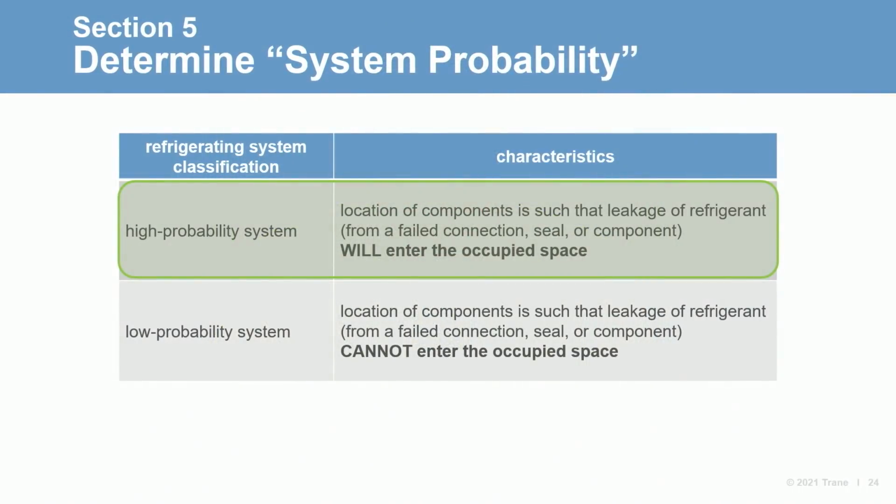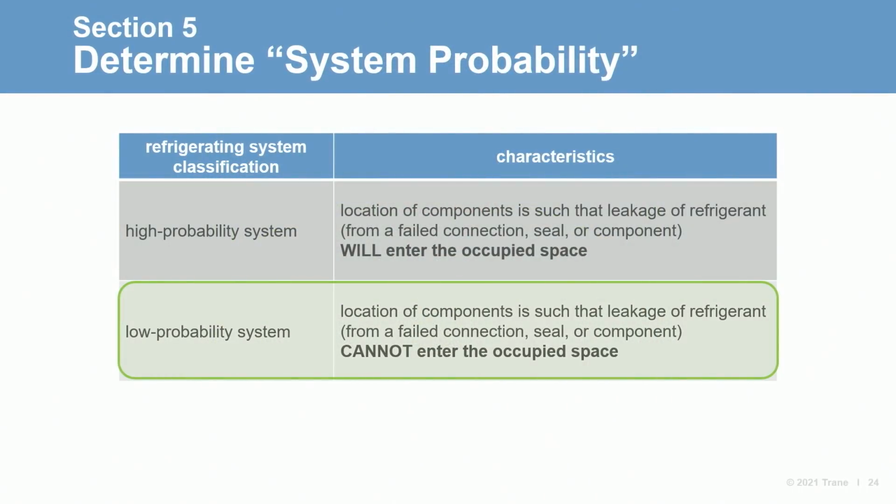a VRF system, or a PTAC. Now, in contrast, a low probability system is one in which the location of its components is such that a leak cannot result in refrigerant entering an occupied space. Now, probably the most common example is a packaged water chiller located in a machinery room that delivers chilled water to remote air handling units or terminal units.